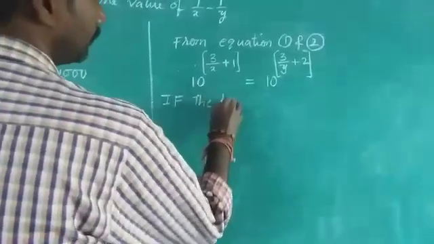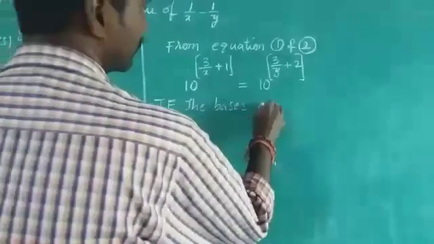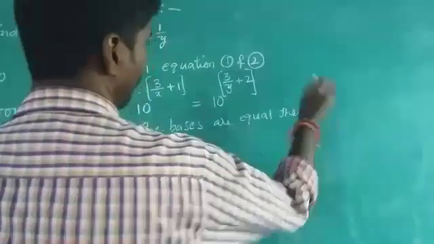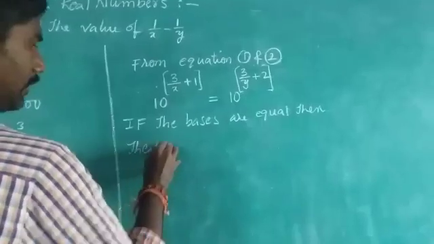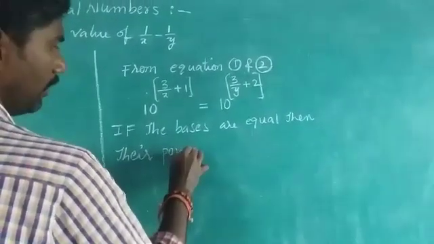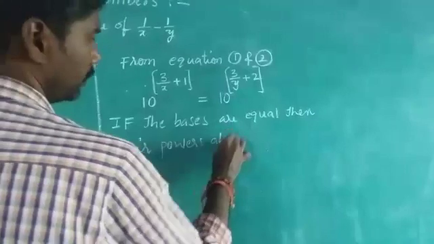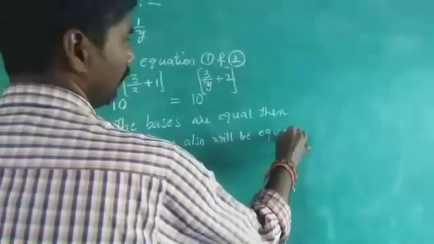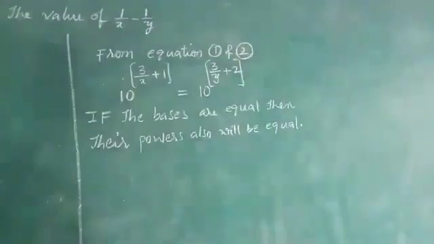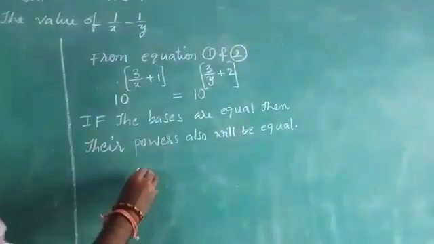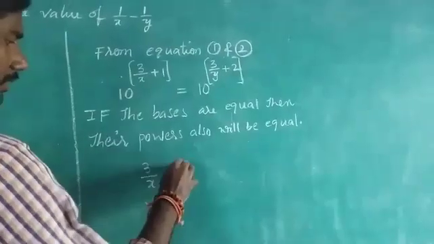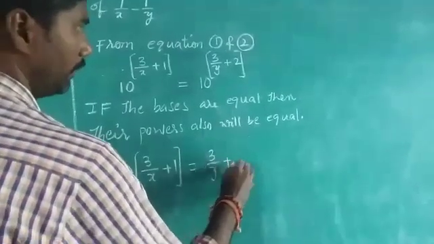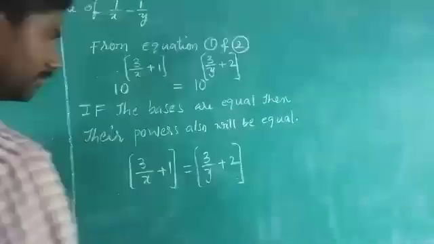If the bases are equal, then their powers also will be equal. So what can you write? 3 by x plus 1 is equal to 3 by y plus 2.